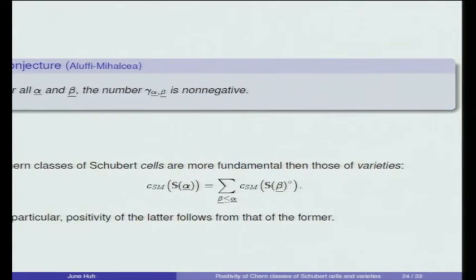Of course, you can ask the same positivity question for Chern classes of Schubert varieties instead of Schubert cells. But in fact, the positivity for Schubert cells is strictly stronger than the one for Schubert varieties, because whenever you have a Schubert variety, that's a disjoint union of Schubert cells. So the positivity for Schubert cells would imply the positivity for Schubert varieties. So let's focus on Schubert cells rather than varieties.